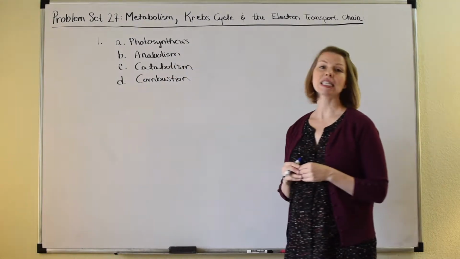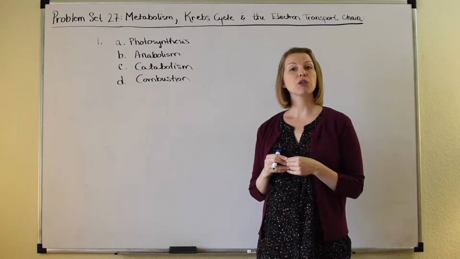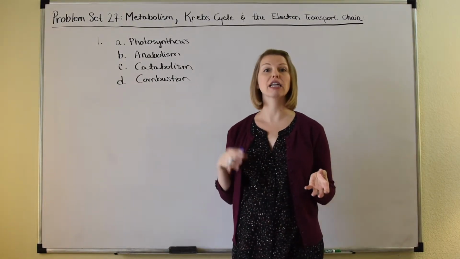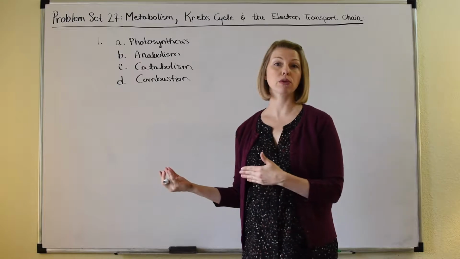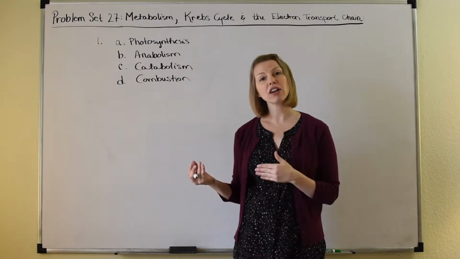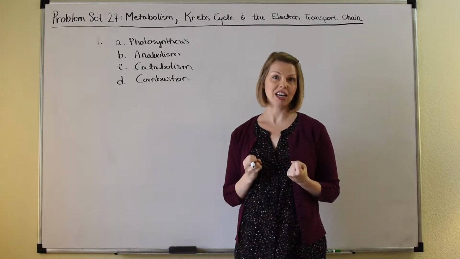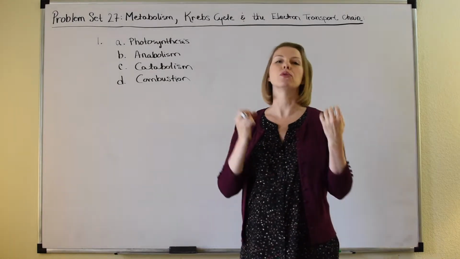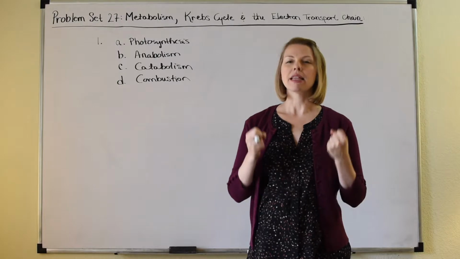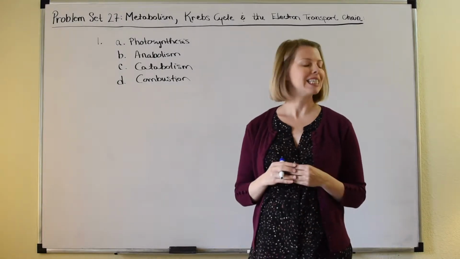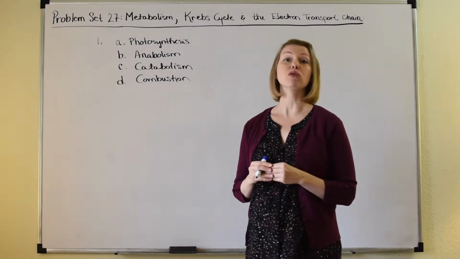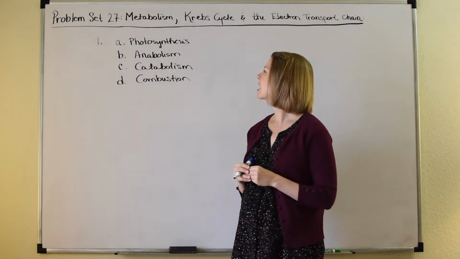So photosynthesis, that's the process in which plants convert carbon dioxide and water into glucose. And of course, the energy required for that process is absorbed from the sun. So this is a process that absorbs energy. That makes it an endergonic, not an exergonic process. So do not circle A.